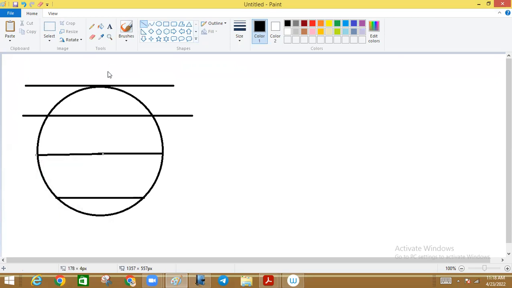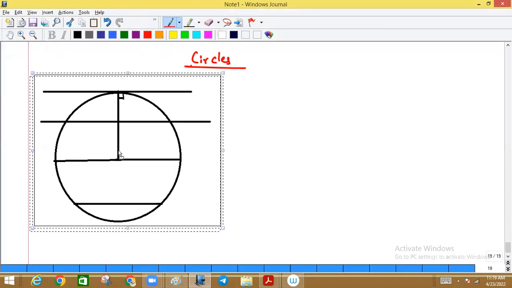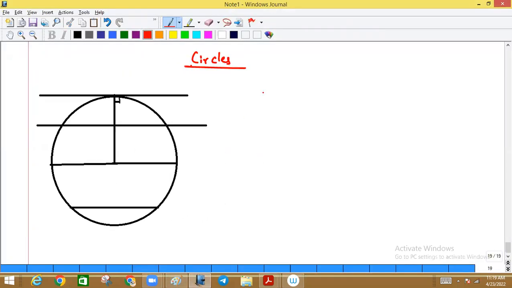This point is called the point of contact. If you draw a line from the center point to the point of contact, it will always be perpendicular to what? Tangent. The line drawn from the center to the point of contact is always perpendicular to the tangent. And what is the area of a circle? Pi r square. What is the circumference of a circle?